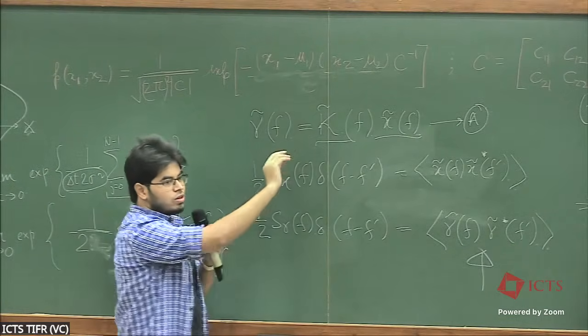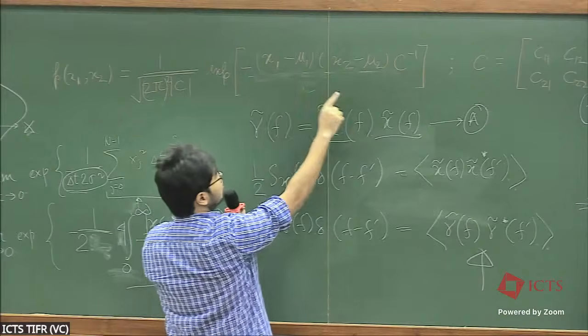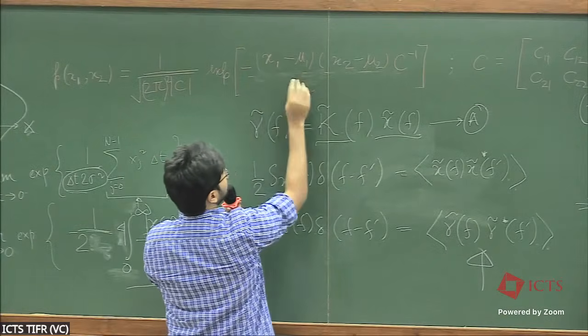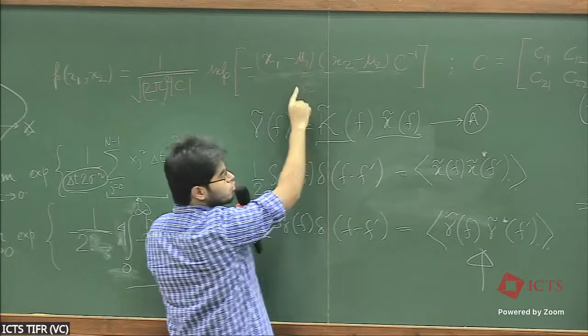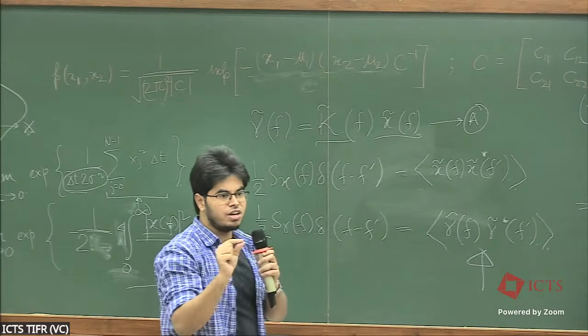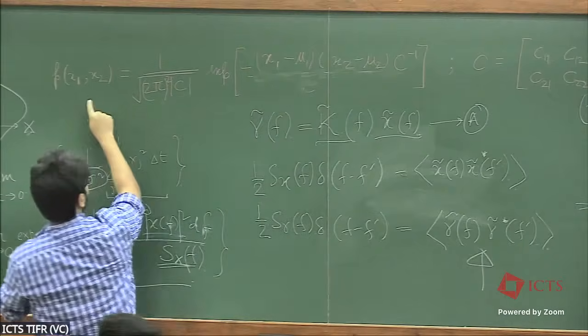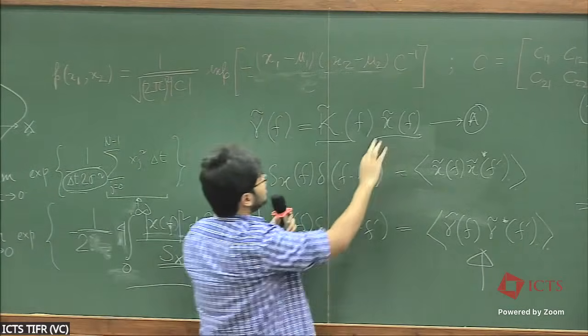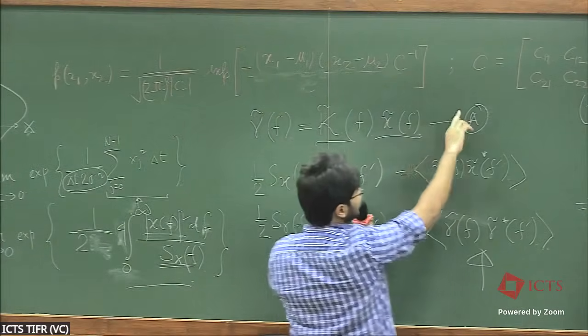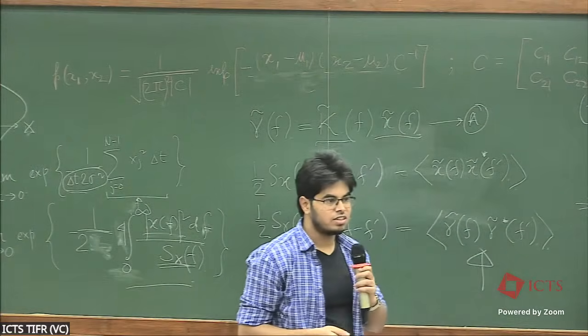This is the usual Gaussian stuff. Here you have 2 variables, so you have multiplication. This mu1, mu2 is just the individual means of each of these variables. And this C inverse, the C matrix, is known as the correlation matrix.